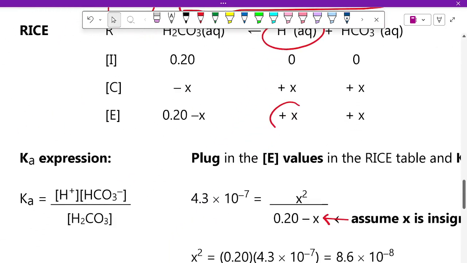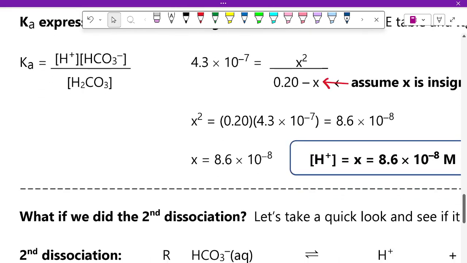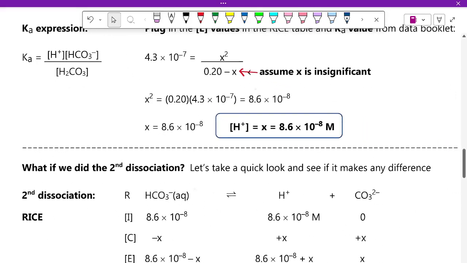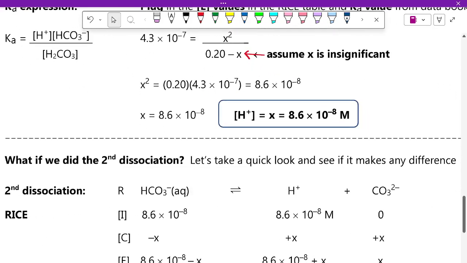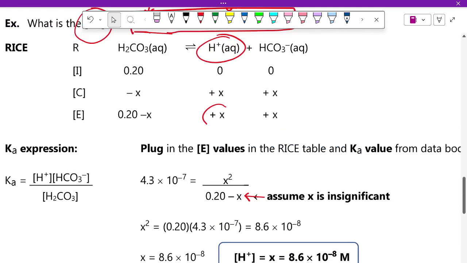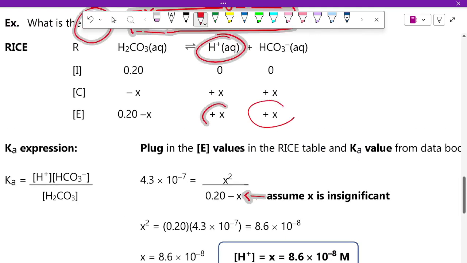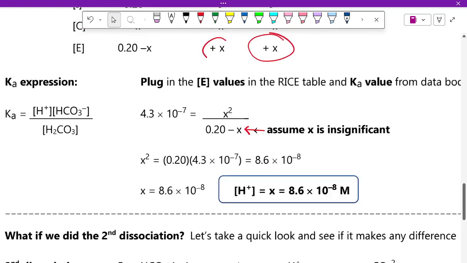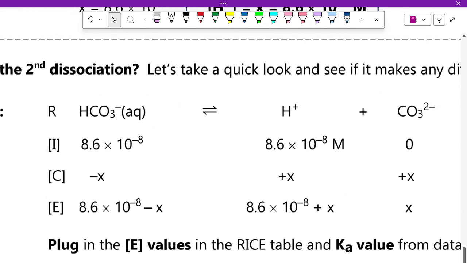So that's all we need. What if we were to have done the second dissociation? So we ended up getting 8.6 times 10 to the minus 8. And that'd be our initial then? That is your initial, yes. Yes, because it's the hydrogen, but it's also the HCO3 minus, right? So we can look at it and go, okay, I've got HCO3 minus, but my hydrogen is also already at the equilibrium concentration.